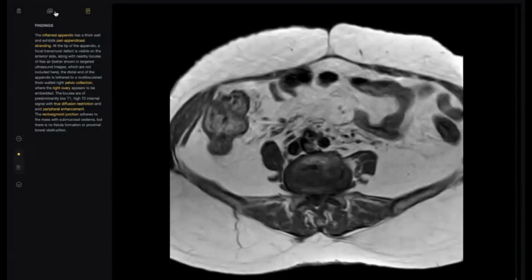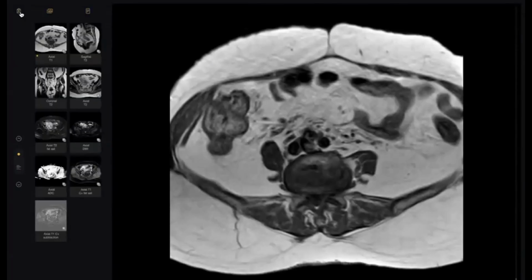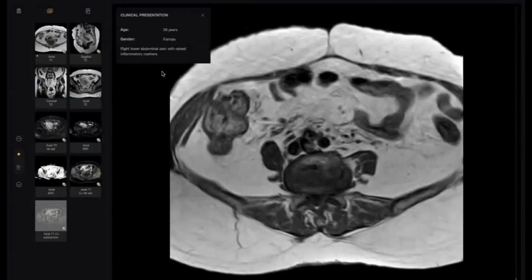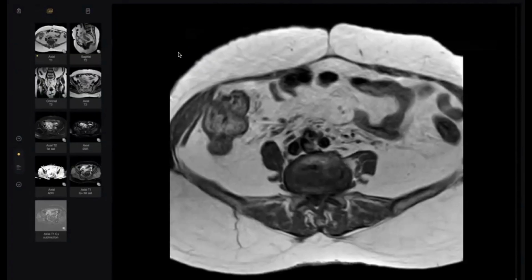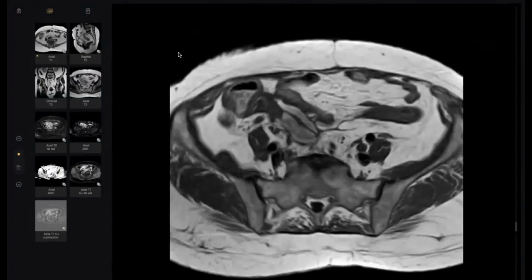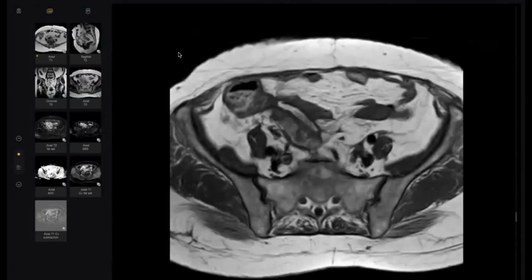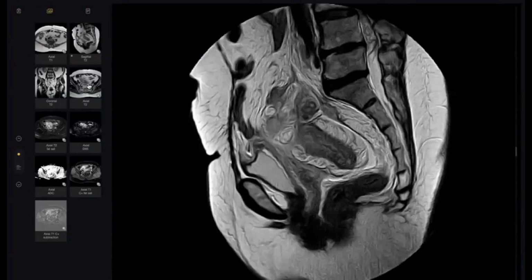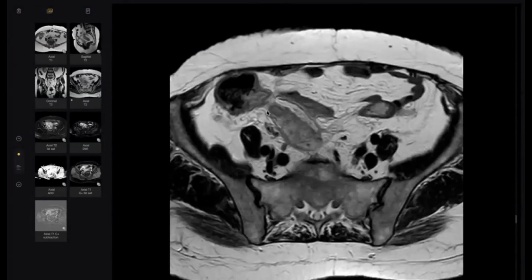Assalamu alaikum, sir. Alaikum salam. Doctor, this is a 30-year-old female patient with right lower abdominal pain. Look here. Right, sir. Okay, sir, I'm presented with the MRI of a 30-year-old female who presents with a right lower abdominal pain.